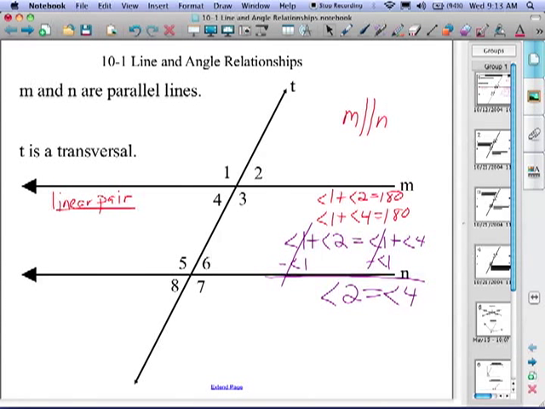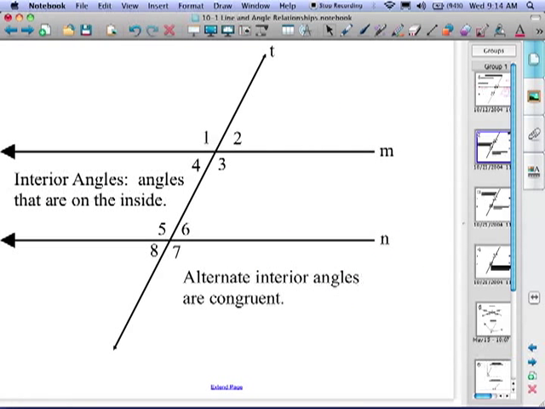If angles 2 and 4 are the same, what do you know about angles 1 and 3? They also have to be the same. Here we still have M is parallel to N. We're given a definition in the middle of the parallel lines. We're told that interior angles are angles that are on the inside of the parallel lines. So interior angles in this case would be 4 and 3 and 5 and 6.